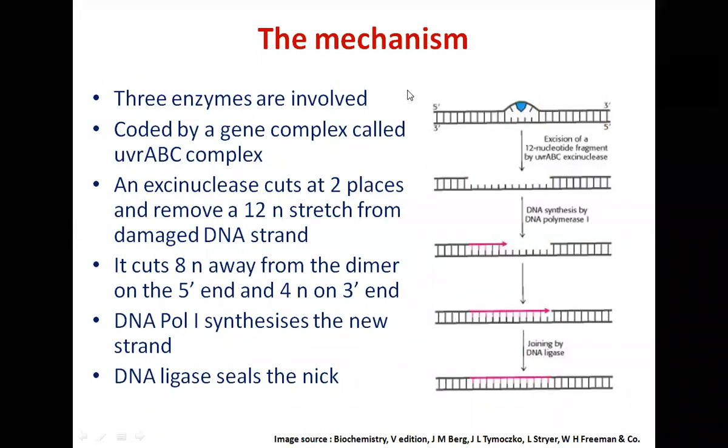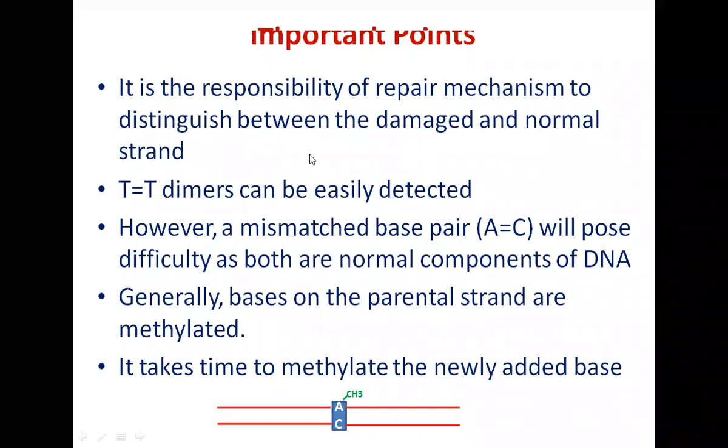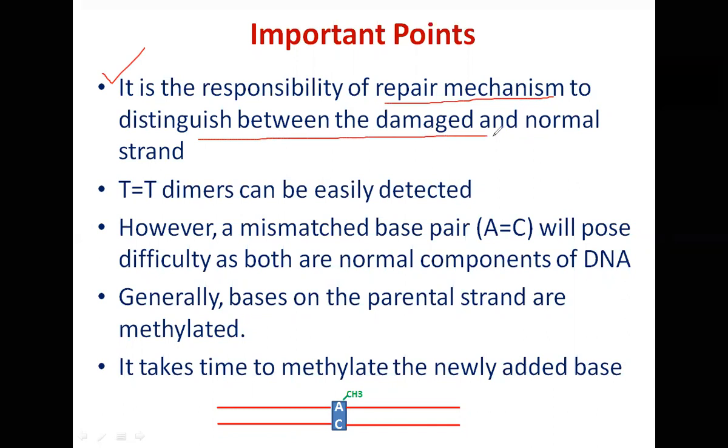Next question that comes is, who identifies the mistakes in DNA? So as you can see, it is the responsibility of the concerned repair mechanism to distinguish between the damaged and the normal strand. One is to identify the damaged strand and the site of damage, and it is the responsibility of the repair mechanism to distinguish between the normal strand and the damaged strand.